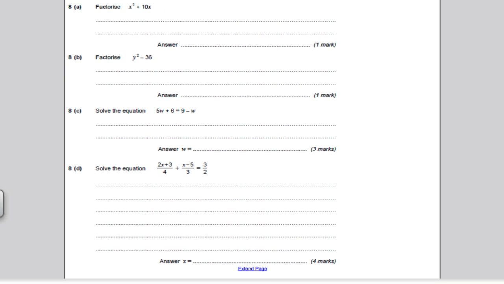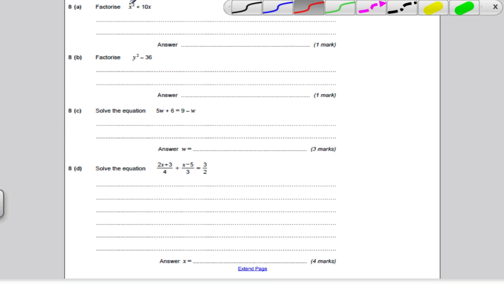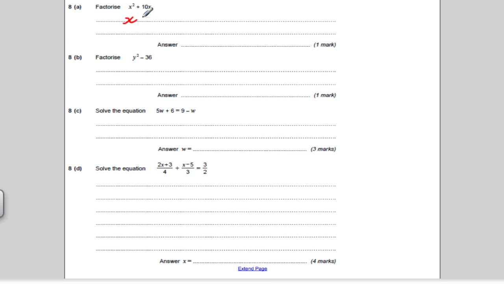Okay, so factorising this, what divides into x squared and x and 10x? Well, x does, so factorise out x, you're left with x plus 10. An easy mark there. Okay, what about this one?